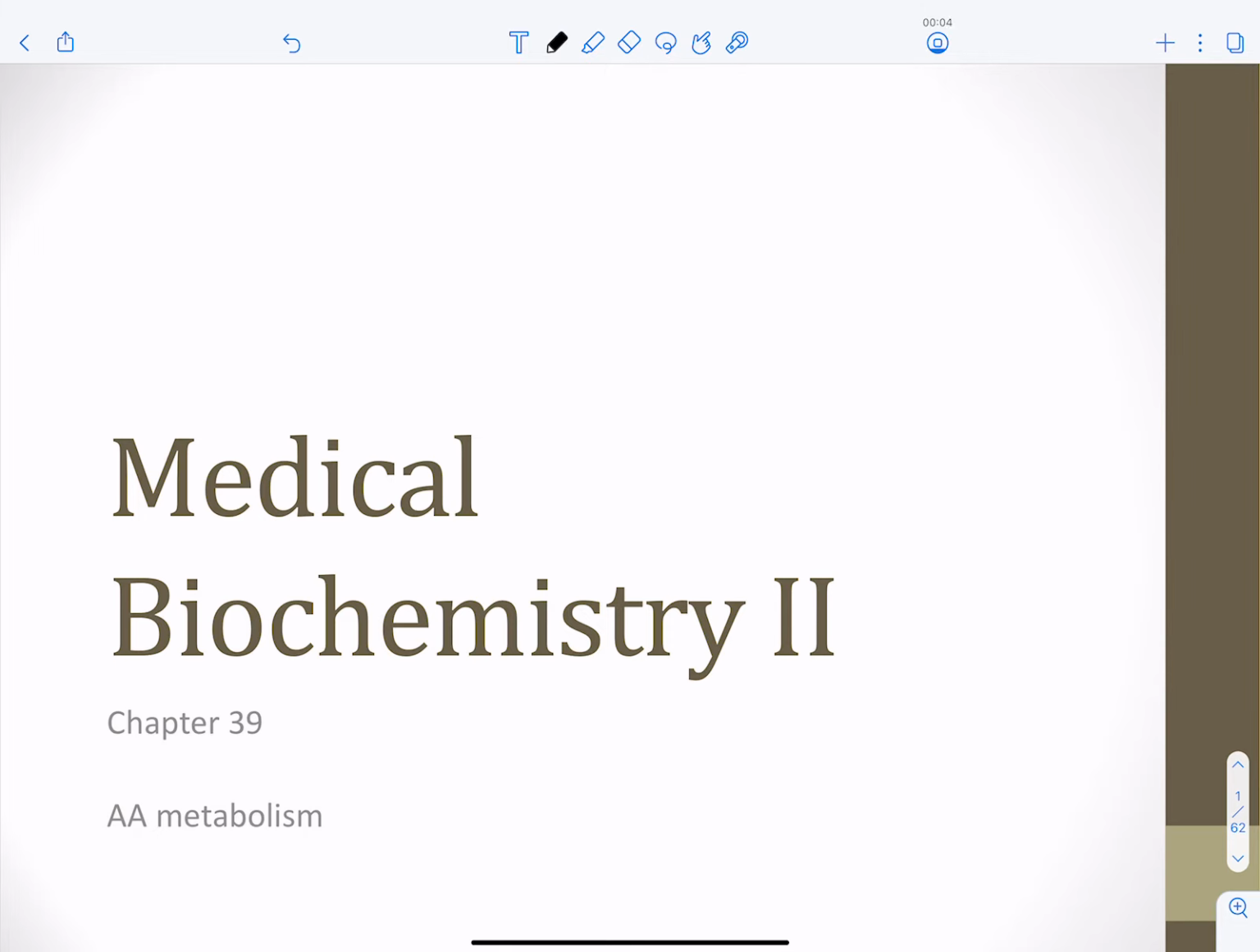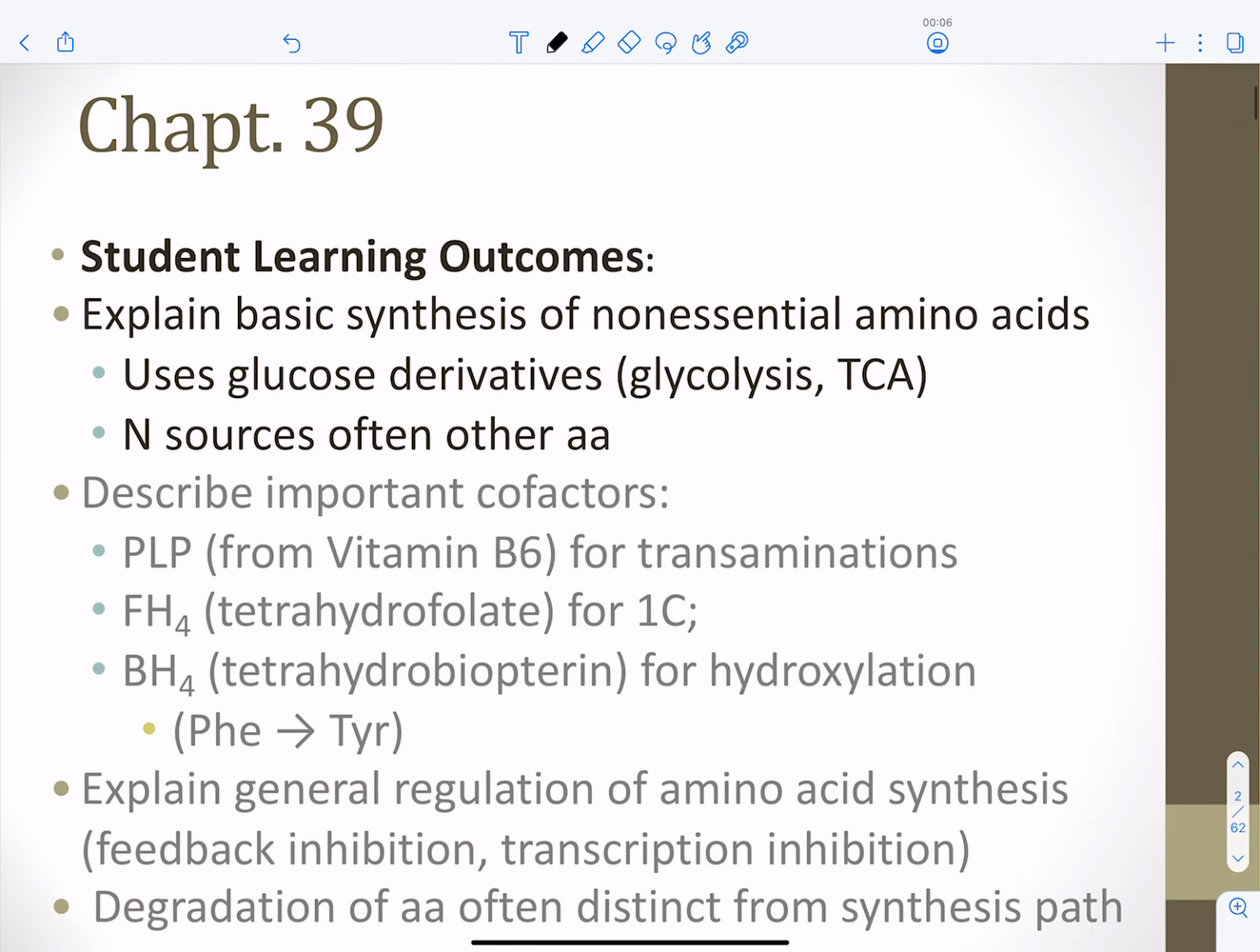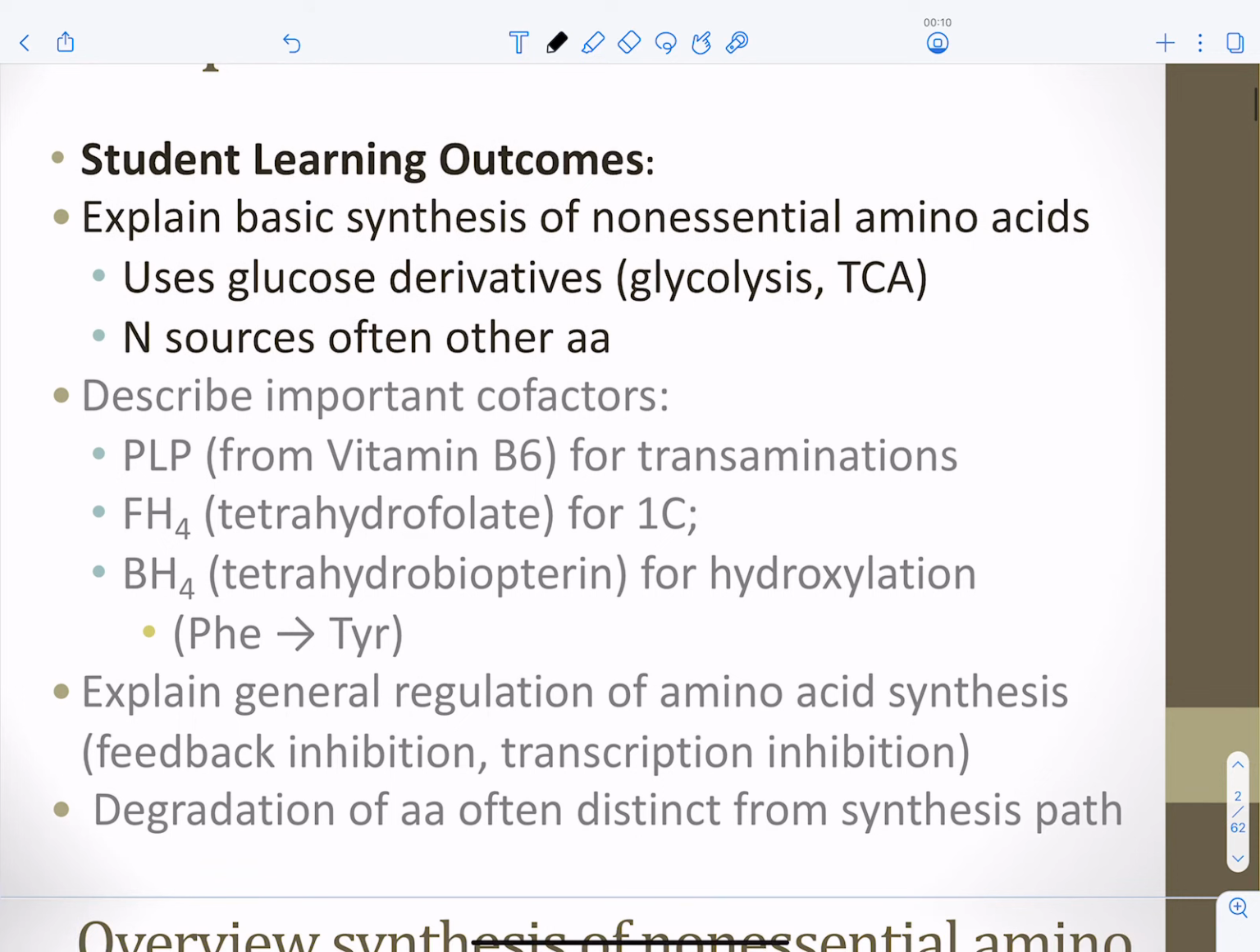Okay, this next lecture is about amino acid metabolism. We are going to learn about how non-essential amino acids are made by your body. Keep in mind that non-essential simply means that we have the enzymes to make them, and essential means we do not have the enzymes to make those amino acids.